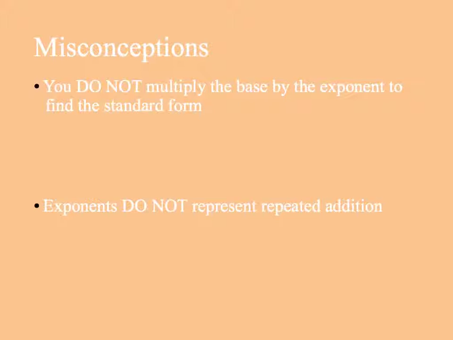So in the example 3 to the 4th power, I've seen a lot of students say, oh, well, this is equal to 3 times 4, which equals 12. So the value of 3 to the 4th equals 12. When in reality, 3 to the 4th is showing that I need to multiply the factor 3 together 4 times. Notice already that my value of 3 to the 4th is going to be a lot larger than 12.